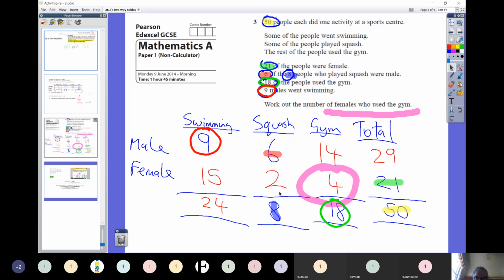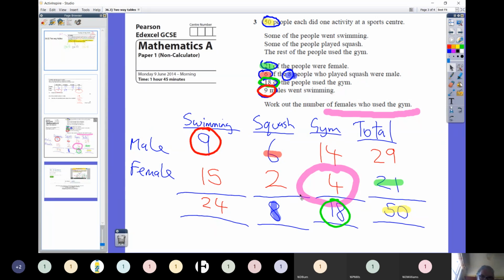So clearly, that must be 2, because 6 plus what gives us 8. So that must be 2, okay? That number there must be 29, because 50 take away 21 is 29. Once we've got that 29, that must be 14, because 9 add 6 and 14 is 29. And once we've got that 14, 14 plus 4 must be 18.